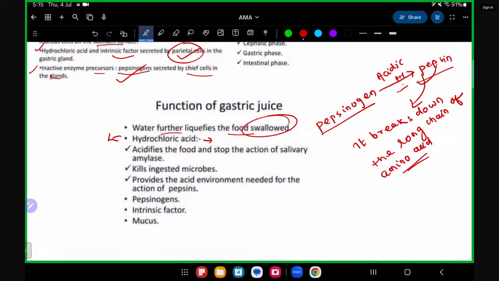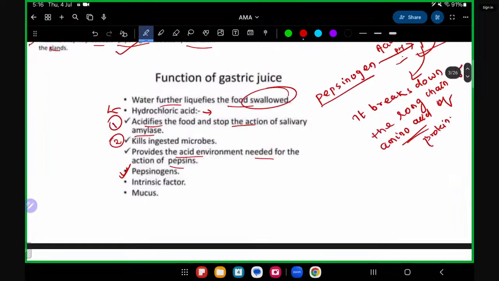So the first function of hydrochloric acid is that it acidifies the food and stops the action of salivary amylase. Second function, it kills the ingested microbes. Then the third function is that it provides the acidic environment needed for the action of pepsins. Pepsinogen is converted to pepsin in acidic medium. Then it breaks down the long chains of amino acids of proteins, that is, it helps in protein digestion.